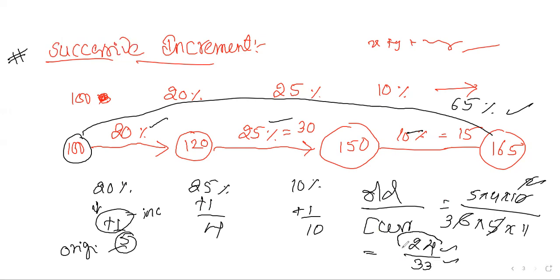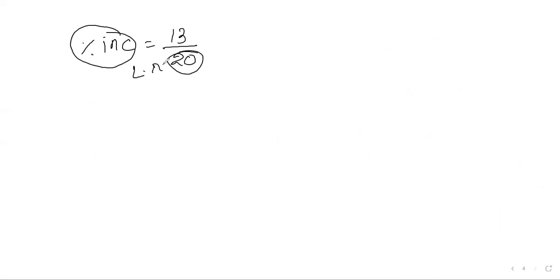Old value is 5 into 4, which is 20. And the new value is 33. Incremented or decremented? Incremented. How much incremented from 20 to 33? It is 13 incremented. Since it is increased from 20, if you are writing increment, the denominator will always be the lesser number. Lesser number into 100, 13 by 20 into 100 is 65%. Isn't it?